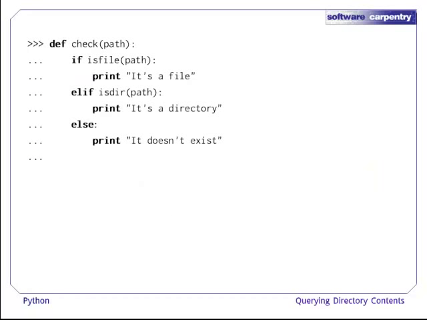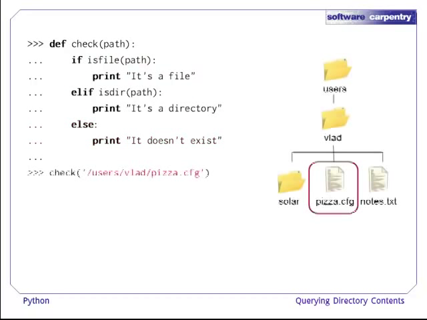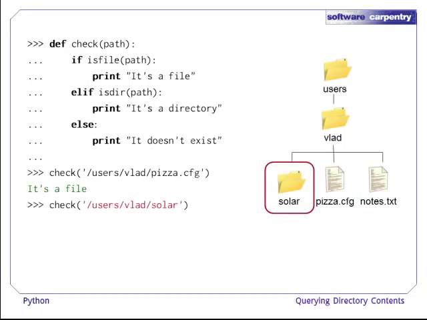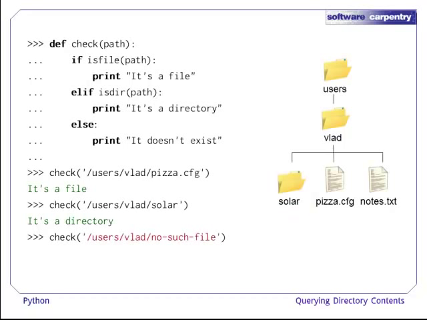As isfile and isdir are just functions that return true or false, we can use them in conditionals. So, here is one example where we define a simple function to print whether the path it is given is a file, a directory, or does not exist. And here we see it running on a path to a file. This time we use an absolute path just for a change. And here it is with a path to a directory. And with a path to something that does not exist.